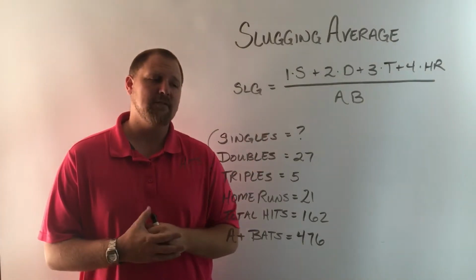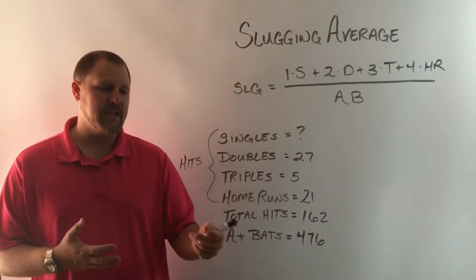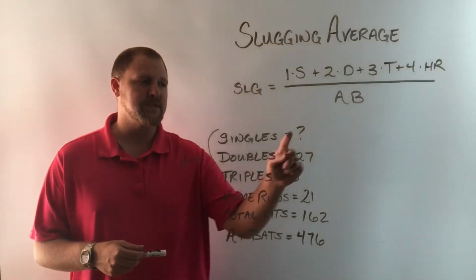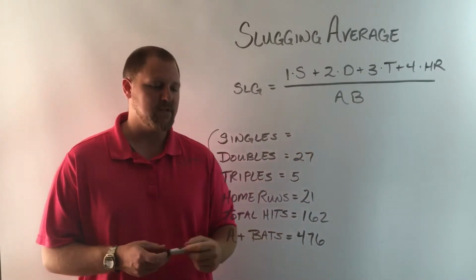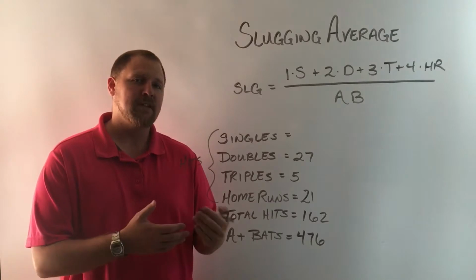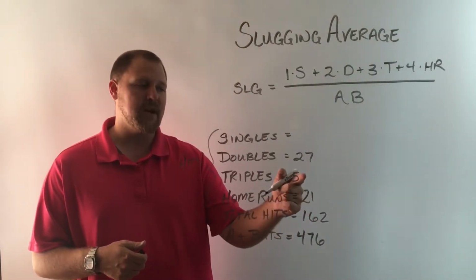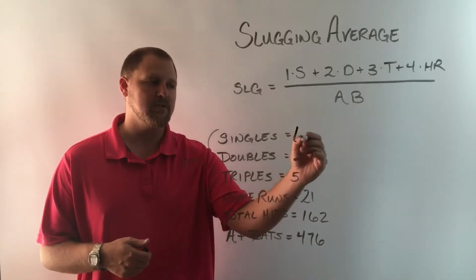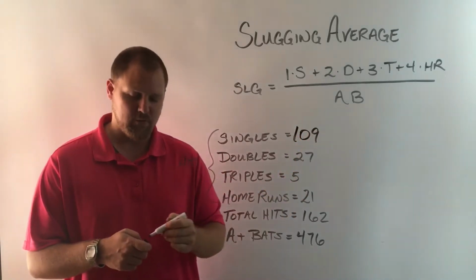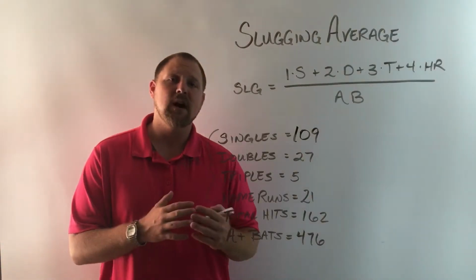So one of the very few things that you're going to be doing with this average is you're going to be having to calculate a missing variable. In this case, we don't know how many singles there are. So in order to calculate singles, we take the total hits minus the doubles, the triples, and the home runs, and then we'll get the number of singles. If you take 162 minus 27 minus 5 and minus 21, you will get 109 for the total number of singles.